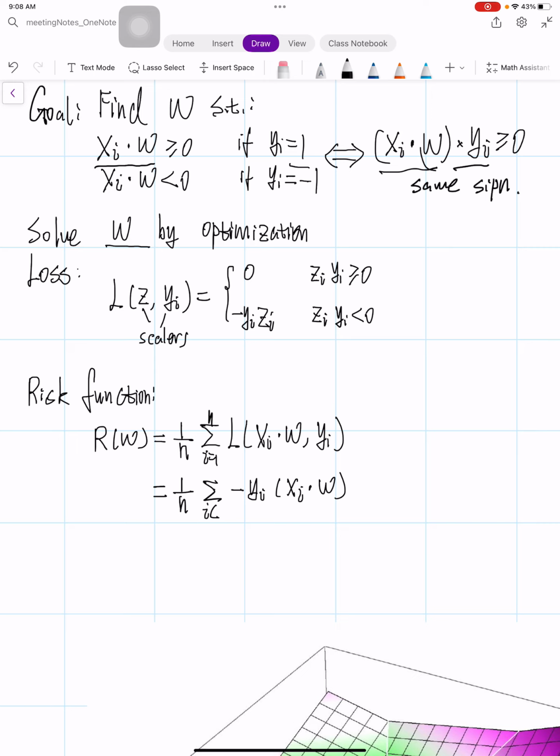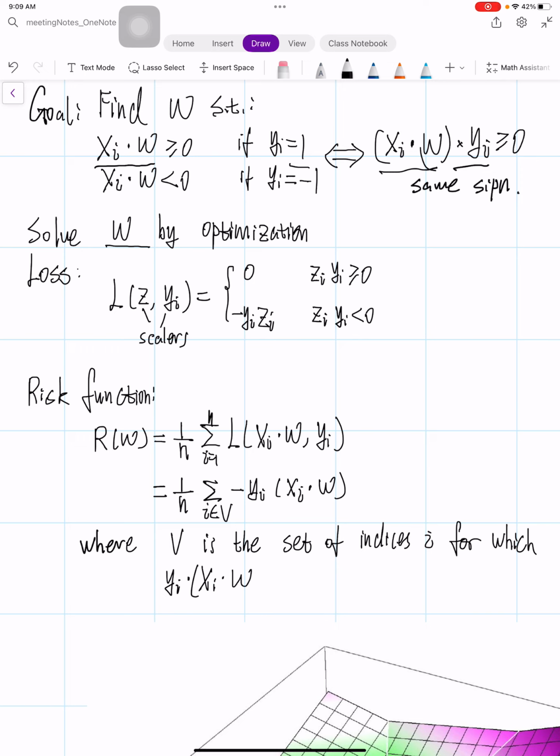And this sum is taken over all the misclassified points, where V is the set of indices i for which yi multiplied by xi dot product with omega has a negative sign. Based on this risk function, we minimize it and get a minimizer. The minimizer is the one we are looking for.